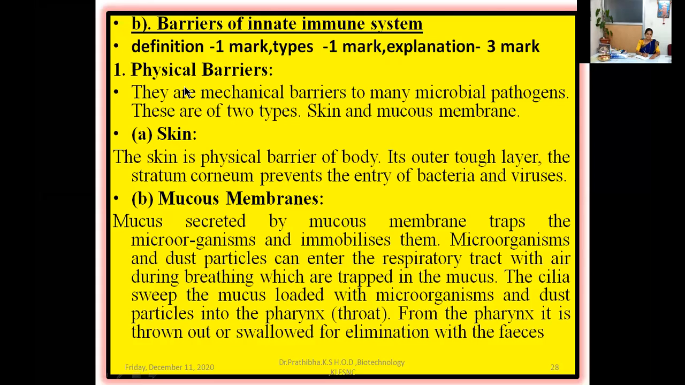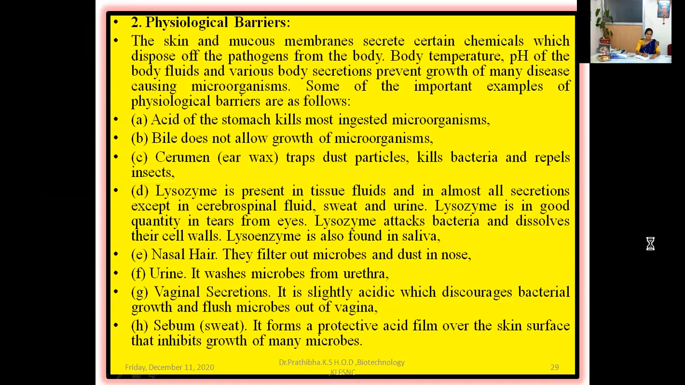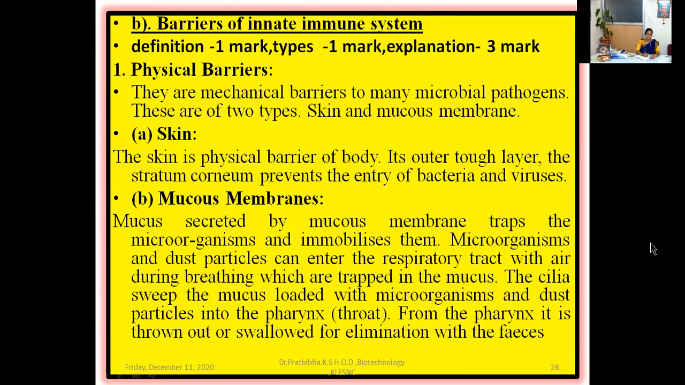Okay, physical barriers. There are mechanical barriers to many microbial pathogens. There are two types of immune system: one is innate immunity and the other is acquired immunity. In physical barriers, you can recall the skin and mucous membrane. The skin is a physical barrier of the body. Its outer tough layer, the stratum corneum, prevents the entry of bacteria, viruses and other invading organisms.